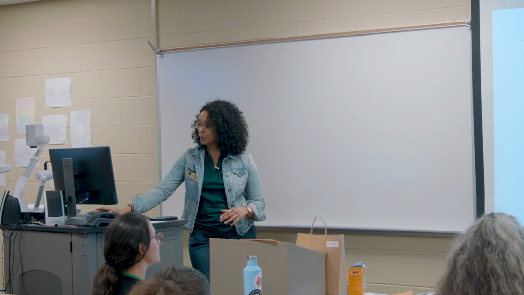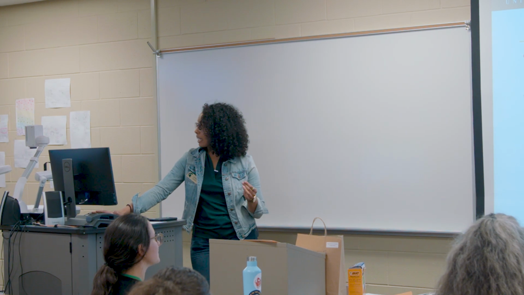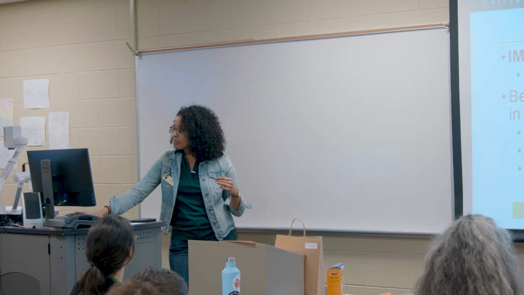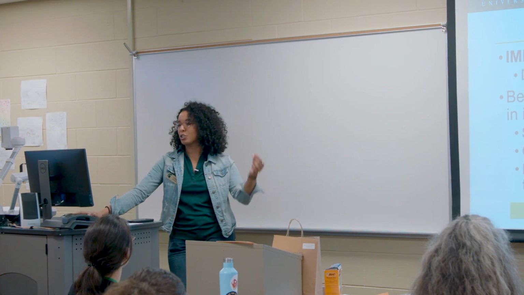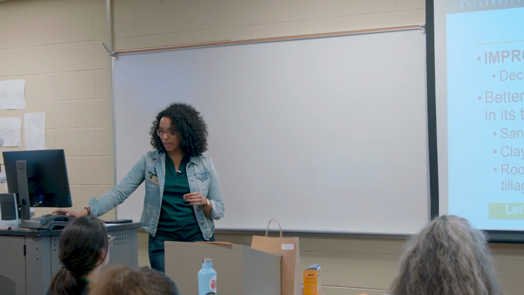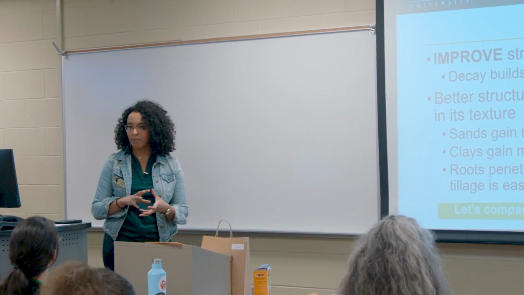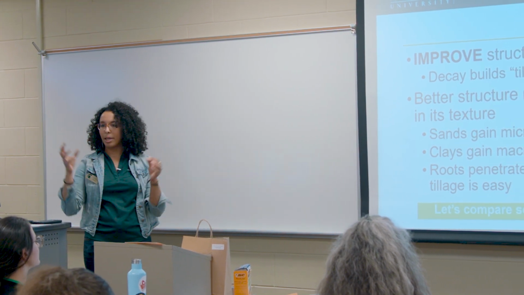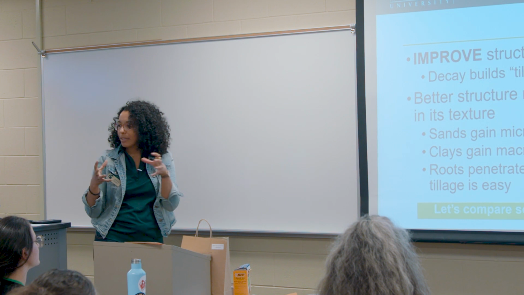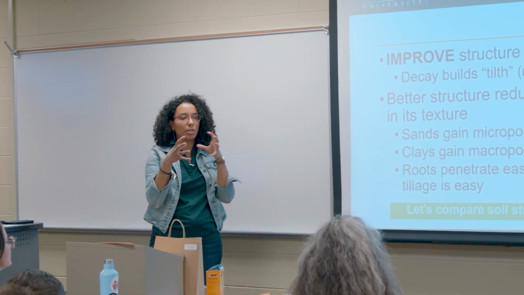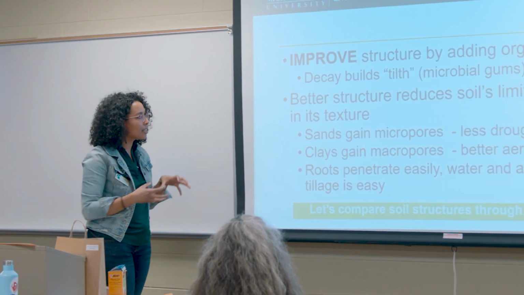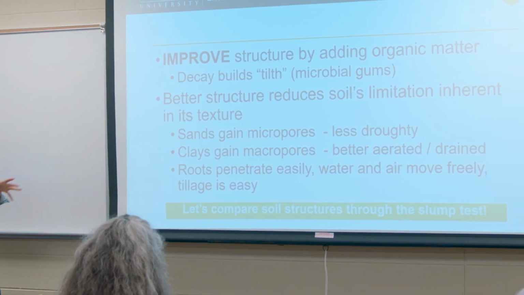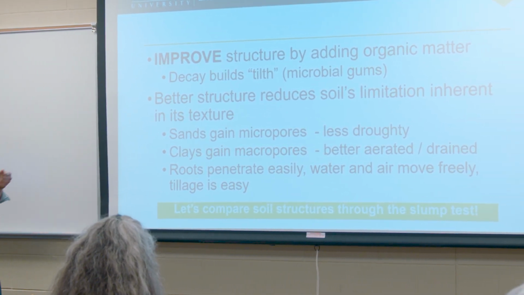So how do we improve organic matter? We can improve structure by adding organic matter. The decay of that organic matter, like I said, that stable organic matter adds a microbial gum. Those hold those particles together. Those help support the strength of our aggregates. We're reducing our soil's limitations in its inherent structure.